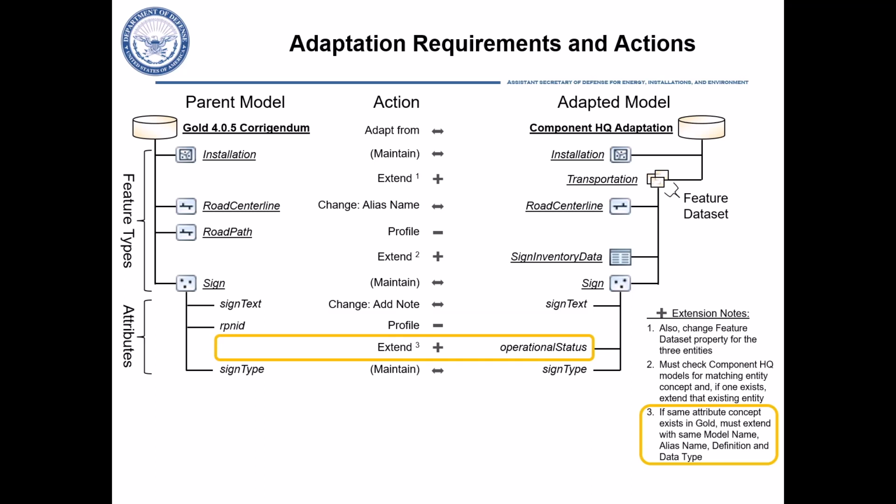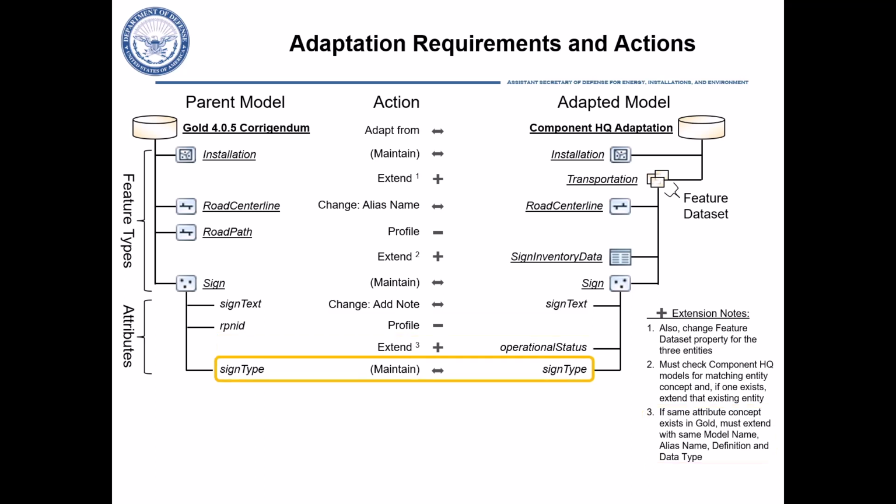Under modeling rules in the 5.0 SDSFIE-V, attributes have three unique properties: model name, alias, definition, and a fourth, data type, that cannot be changed among its instances. Given that an attribute named operational status exists in the parent model, an attribute with its name, definition, and data type property values must be used in the adaptation. Sign type is the last attribute to be considered. It is required, and it exists in a suitable form in the parent, so no action is required to maintain this attribute in the adaptation.